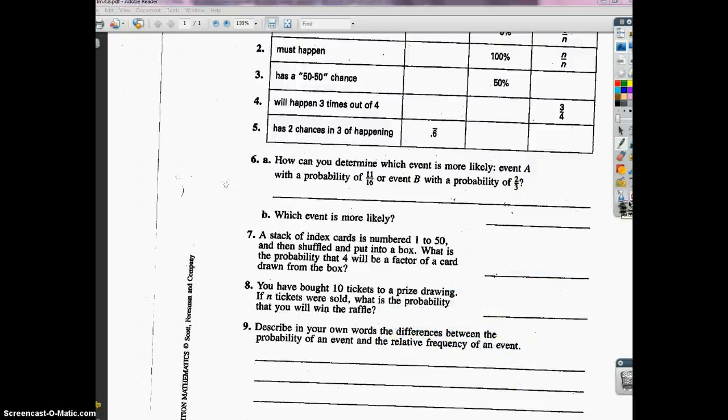Describe in your own words the differences between the probability of an event and the relative frequency of the event. So relative frequency you need to look up in your book, and probability you need to look up in your book. There'll be two definitions, and I bet you can describe the difference.